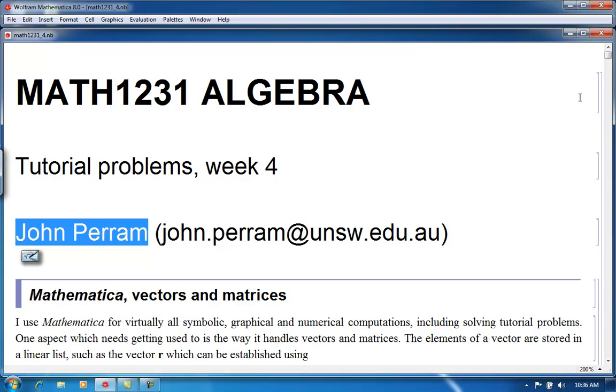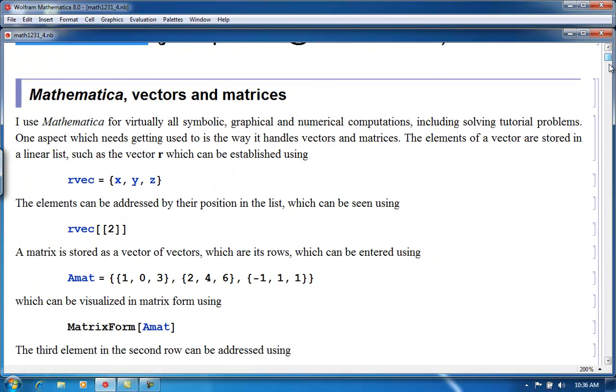But before I do so, I want to say something about the computer algebra system Mathematica, vectors and matrices, because I use Mathematica for virtually all symbolic, graphical and numerical computations, including solving the tutorial problems. But one aspect which needs getting used to is the way Mathematica handles vectors and matrices.